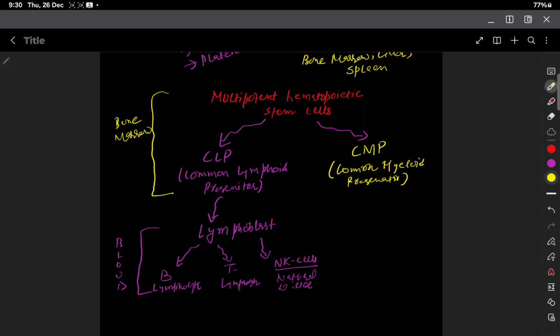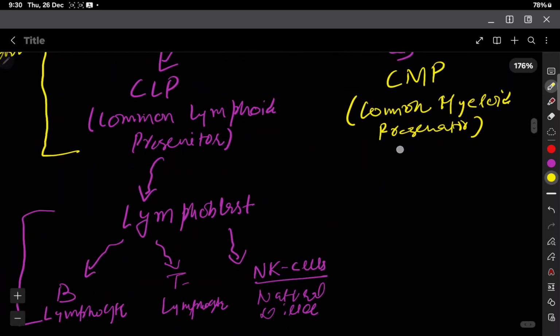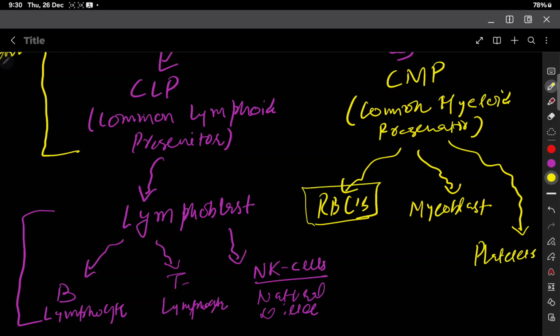Then the second one is CMP, the common myeloid progenitor. This gets converted either into erythrocytes, which we call RBCs, or the second cell formed here is myoblast, and third, it gets converted into platelets. So this is the formation of our red blood cells and platelets.